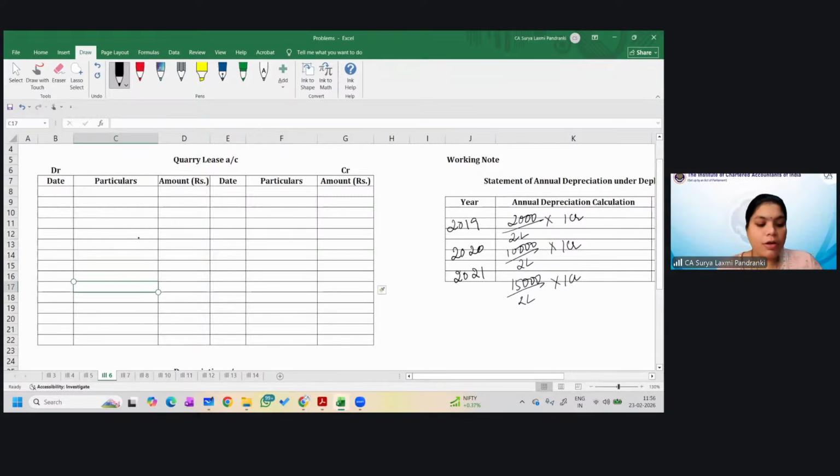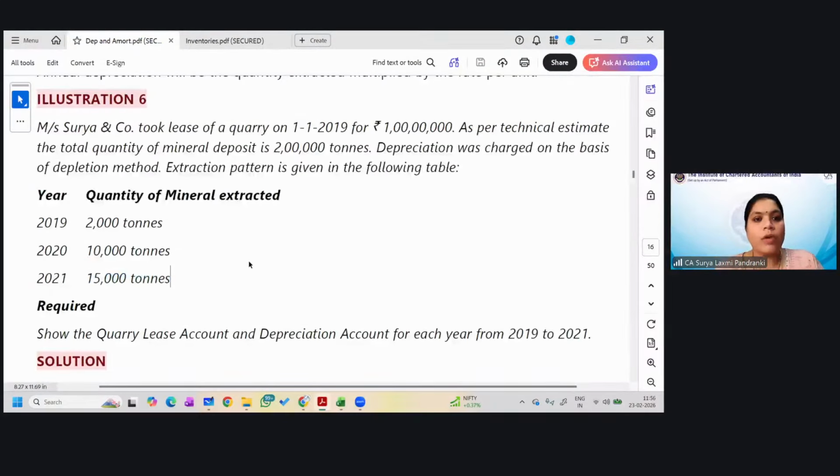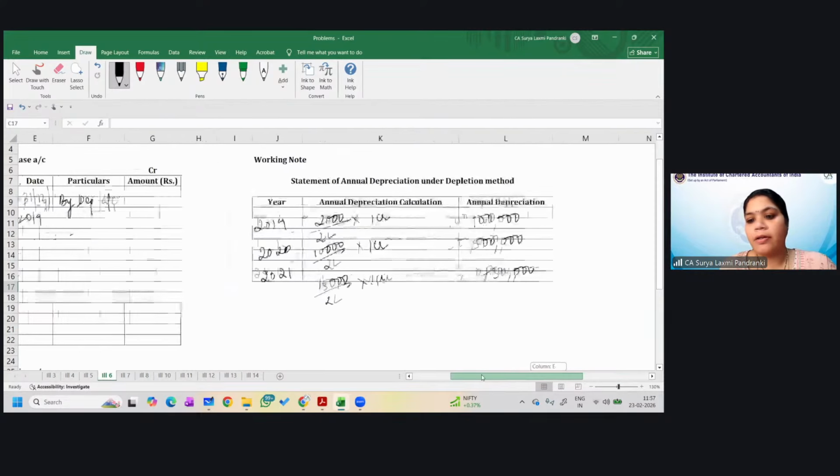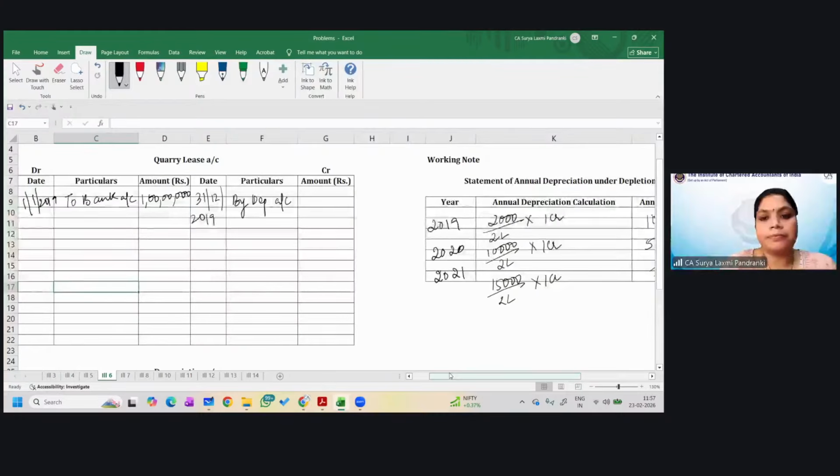You have purchased it on 1/1/2019, to bank account 1 crore. Correct? Yes. And then 31st December 2019, by depreciation account, how much? You have just calculated in the working note, so you can take that figure directly. It is 1 lakh.